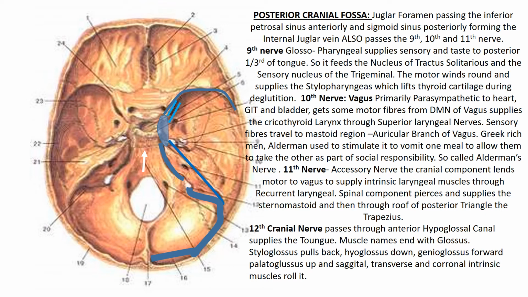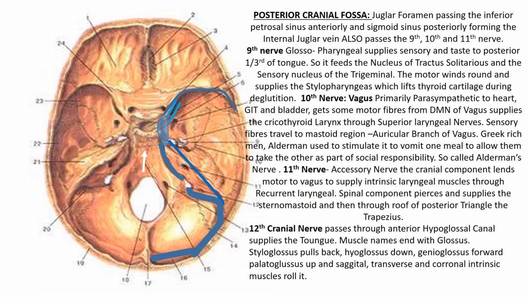Then you have the posterior cranial fossa and you have the jugular foramen. Now the jugular foramen passes the inferior petrosal sinus anteriorly and the sigmoid sinus posteriorly, forming the internal jugular vein. Then it also passes the 9th, 10th and 11th nerves. The 9th nerve is the glossopharyngeal nerve and it supplies sensory and taste to the posterior one-third of the tongue. So it feeds the nucleus of tractus solitarius and the sensory nucleus of the trigeminal nerve. The motor part of it winds round and supplies the stylopharyngeus, which lifts the thyroid cartilage during deglutition.